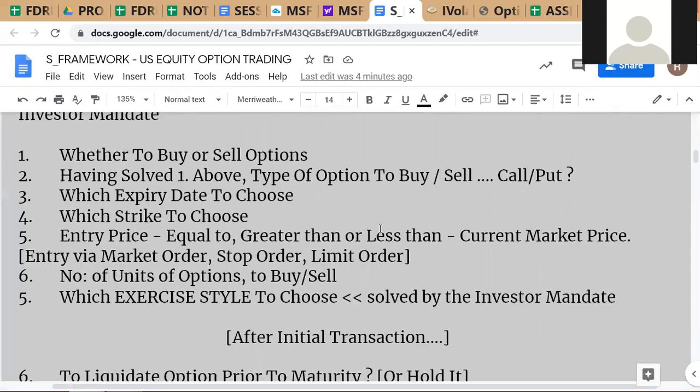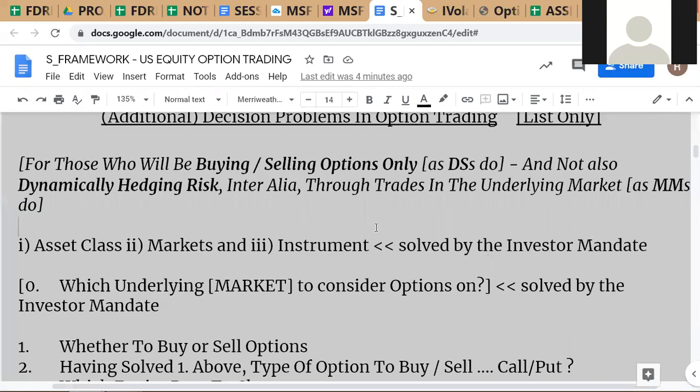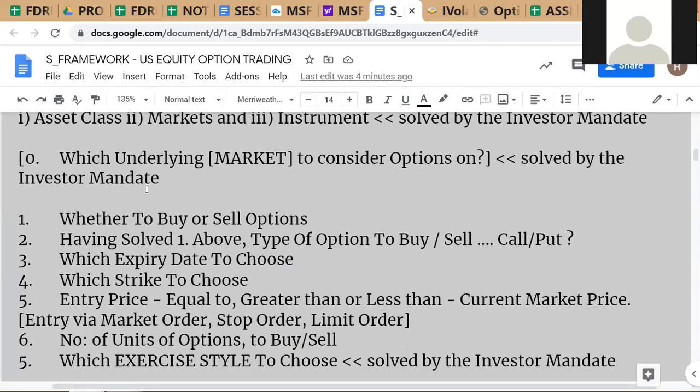Then whether to buy or sell options. Now this is where the additional problems come in, in the case of options. Now whether to buy or sell. You're already familiar with this decision problem. You already know this. This is our DP4, right? Now, having solved DP4, you have another thing that you have to solve, which is whether it's call or put.